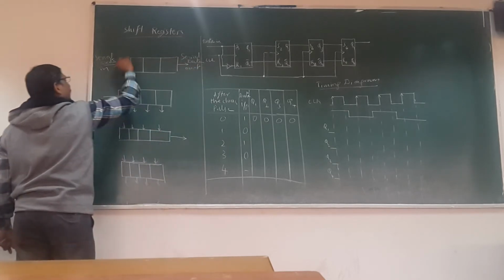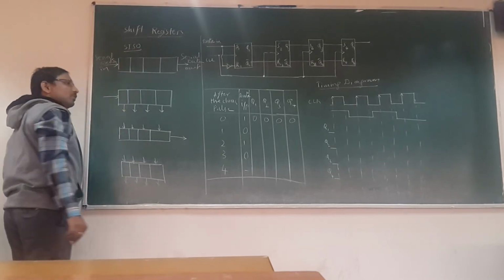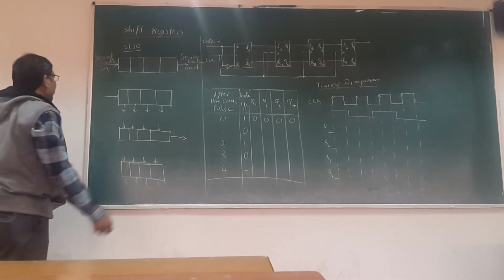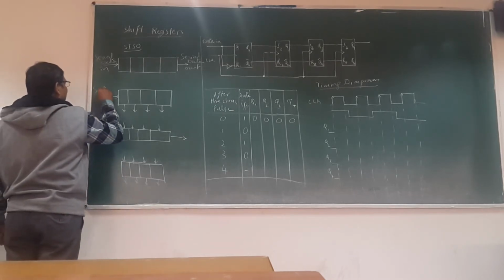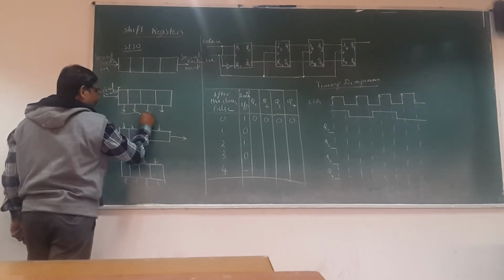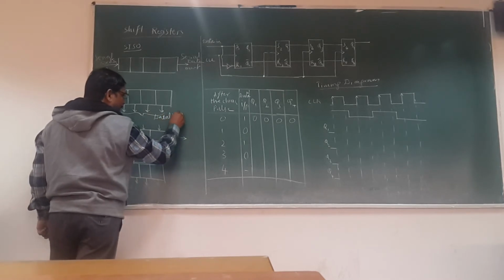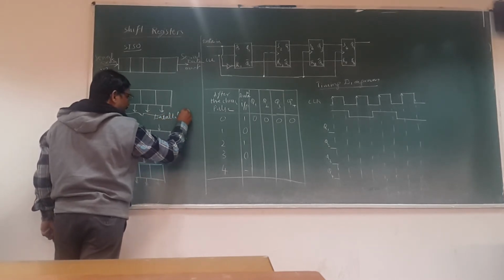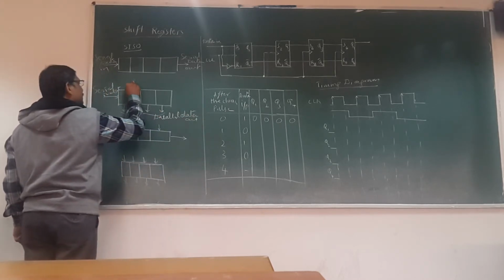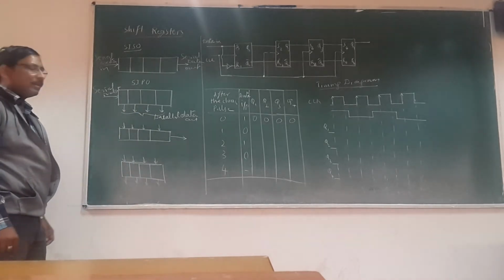This is called serial in, serial out shift register. That is SISO register. Serial in, serial out shift register. And this is serial in data. This is parallel data out. This is called what? Serial in, parallel out. SIPO in short.